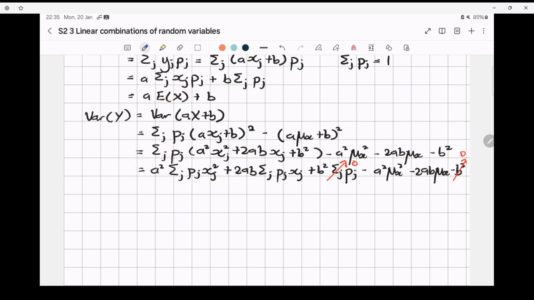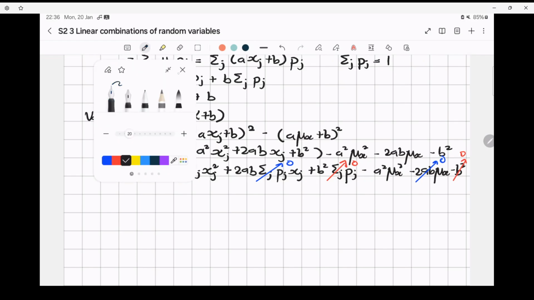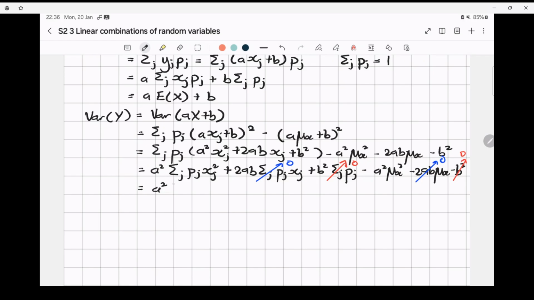So the other term that can be cancelled off is this 2ab sum of j pj xj, because the sum of j pj xj is basically mu x. So this term is 2ab mu x, so this can be cancelled off. So what you are left with is a square sum of j pj xj square minus mu x square. So this will be a square, the variance of x.